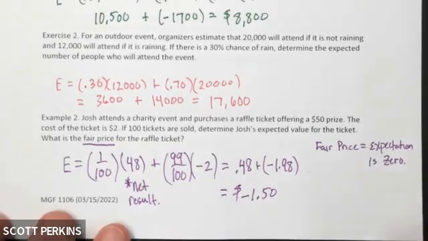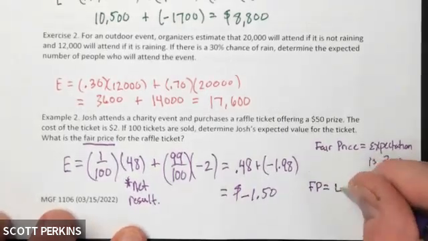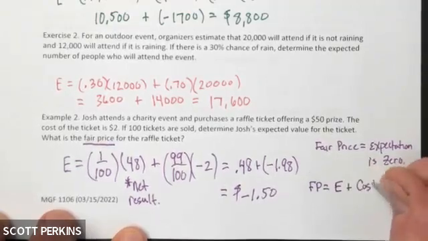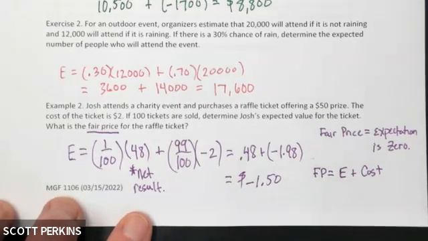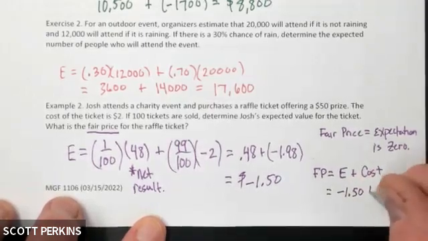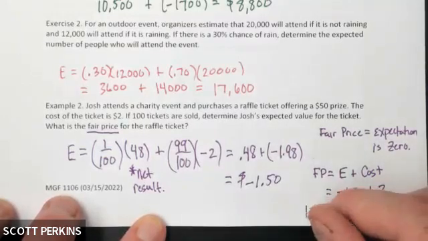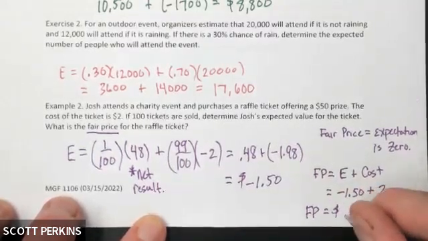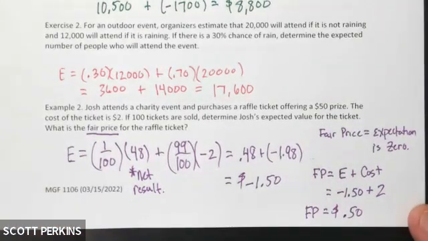so a break even. The way you calculate that, I'm going to abbreviate, the fair price is equal to the expected value plus the cost to play. It's just a nice, simple little last calculation. So when we're asked for the fair price of this, we'll take that expectation, that negative $1.50, and add to it the cost to play. Josh paid $2 to play this game, and so the fair price would be 50 cents. So the fair price, meaning that Josh's expected value would be 0, is 50 cents.